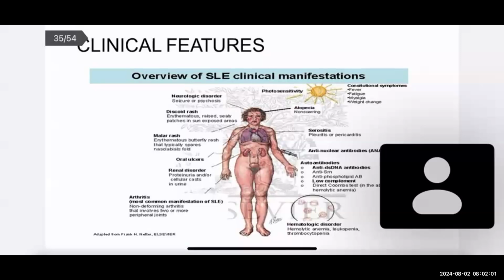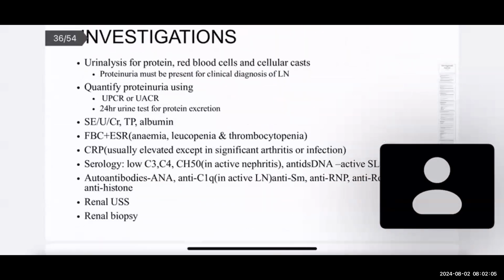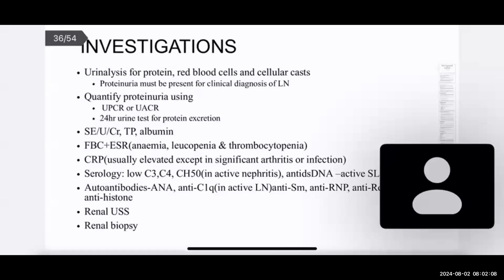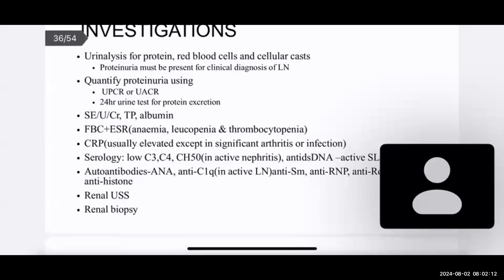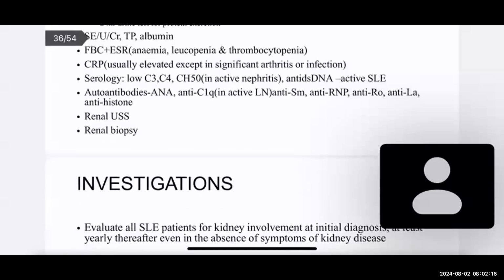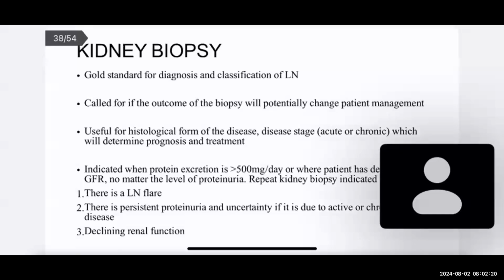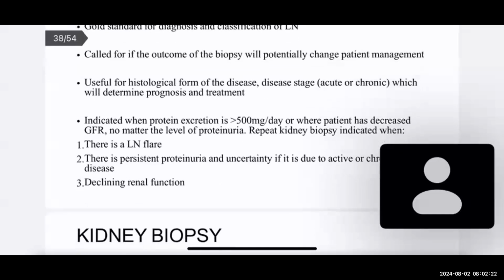So this is just a picture showing us an overview of the clinical manifestations, and then investigations, just as we had mentioned, are the urinalysis to quantify the proteinuria, the metabolic panel, the full blood count, ESR, C-reactive protein, ultrasound, and then the biopsy. So biopsy is still the gold standard, and the indication for doing biopsy is when we have a protein excretion of greater than 500 milligram per day, or if the patient has decreased GFR, irrespective of the level of proteinuria.